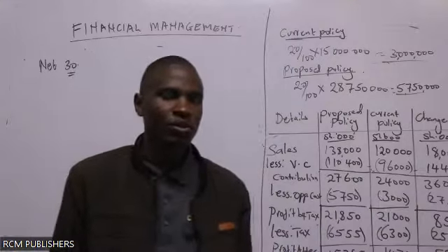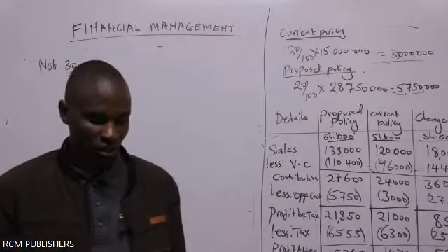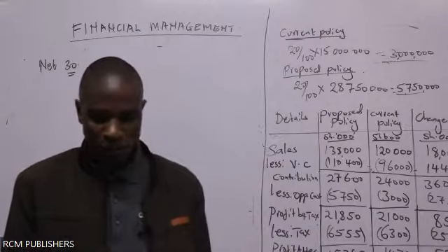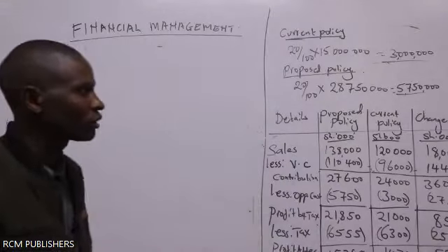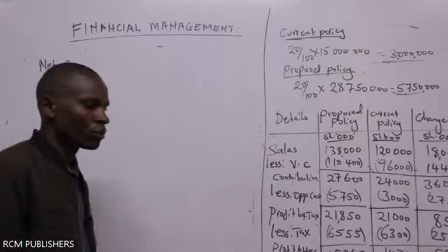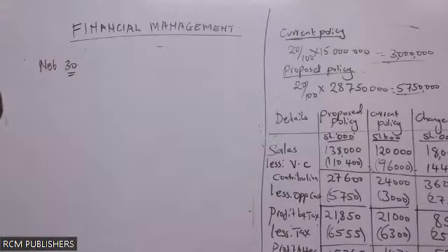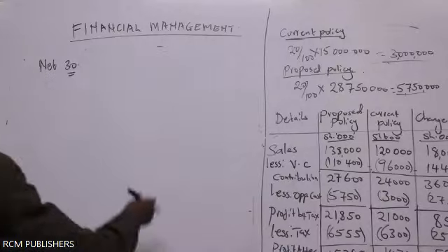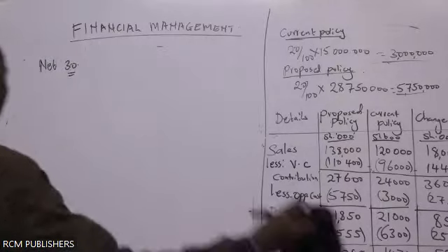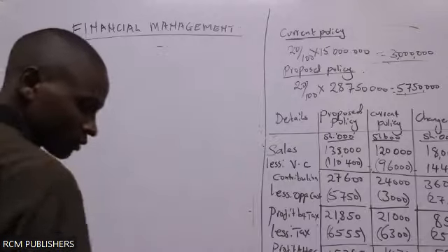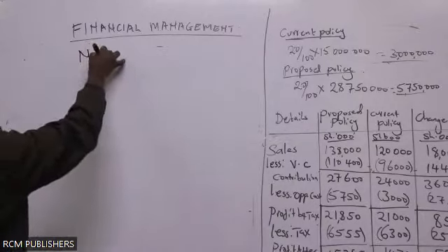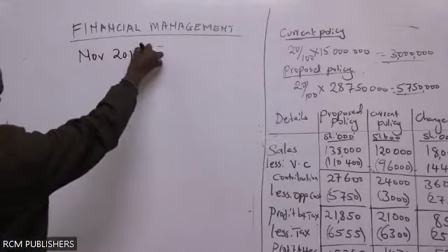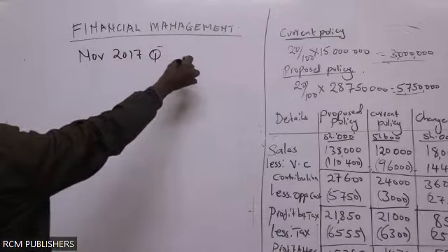The new credit policy. With your cooperation, I know we are able to finish this question. Okay. This is November 2017 question number. Please, let's go for speed. It's question number 1.